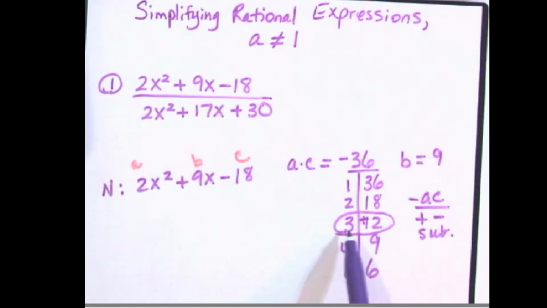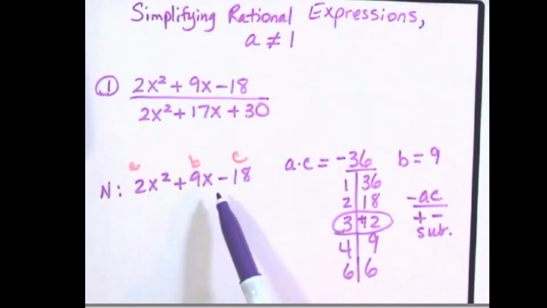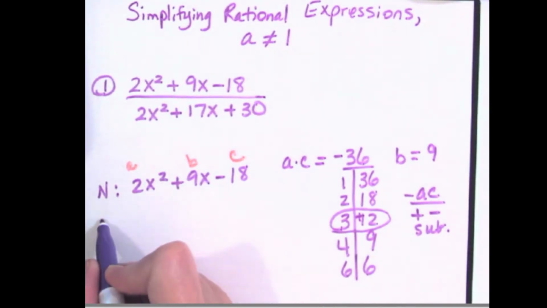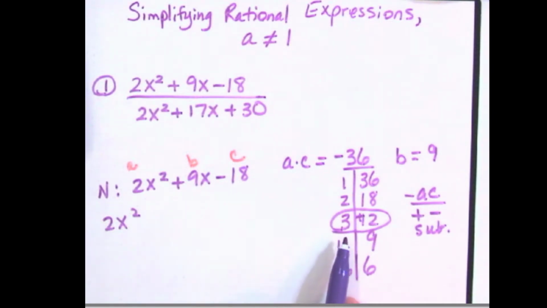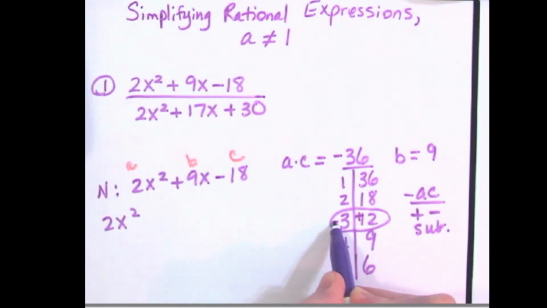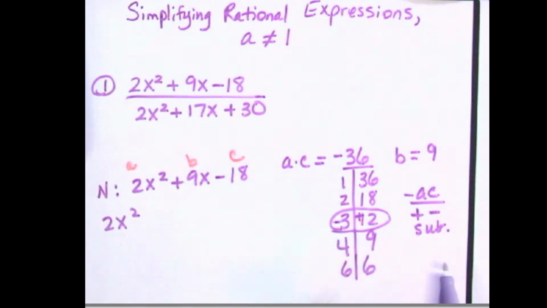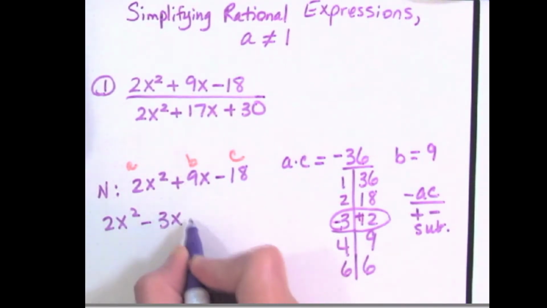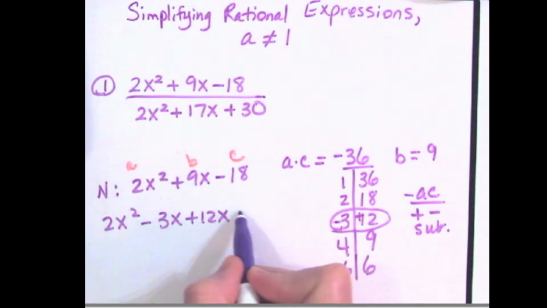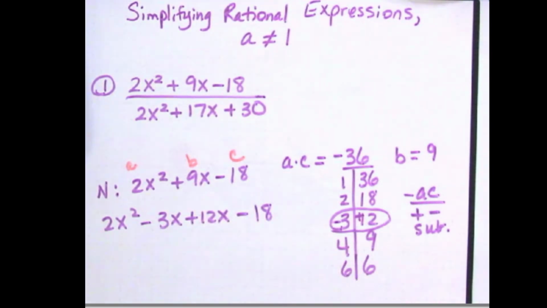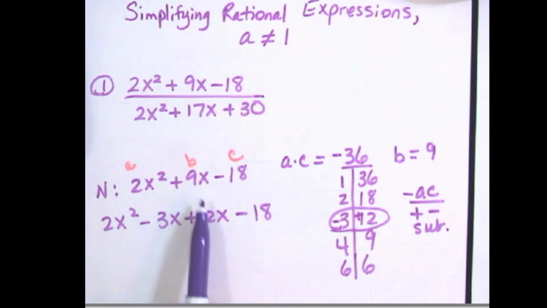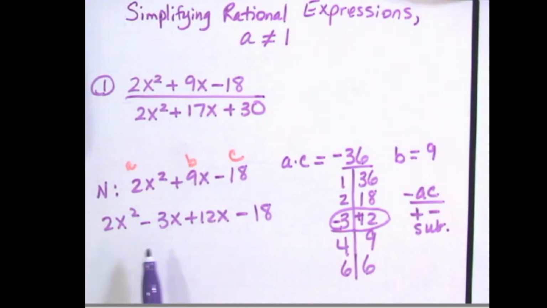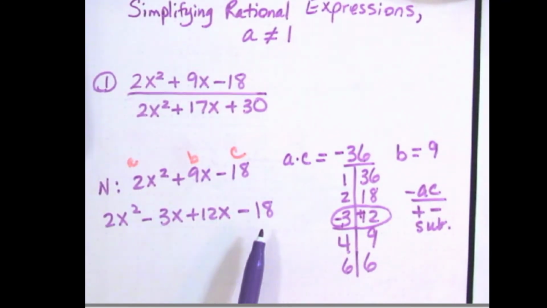Now, these are going to be the factors that I'm going to replace the middle term with. So I leave the first term alone, and instead of writing 9x, I'm going to replace it with 3x, negative 3x plus 12x. And then bring down the minus 18. Okay. So if I combine these two, negative 3x and 12x, I do get a positive 9x. So we're just substituting an equivalent expression, and this gives us 4 terms that we can group in twos.